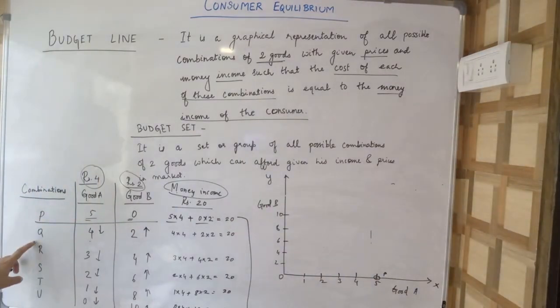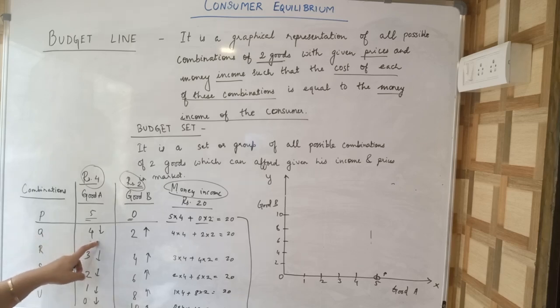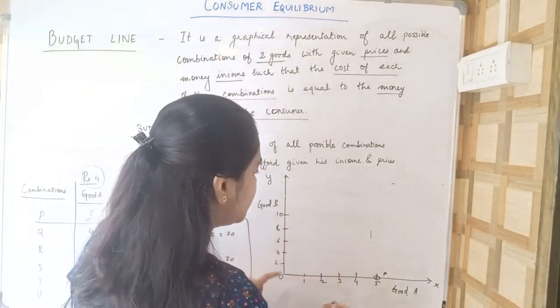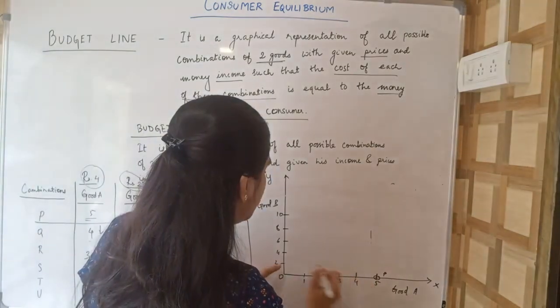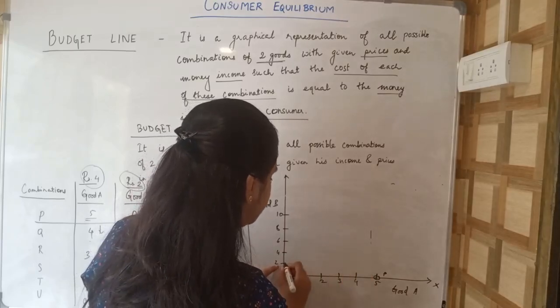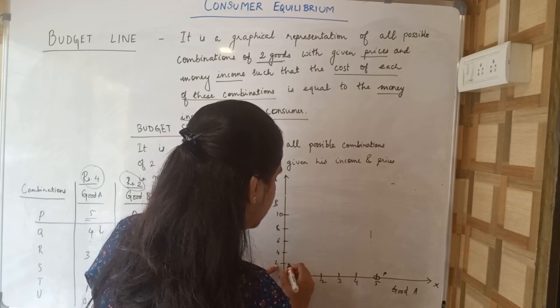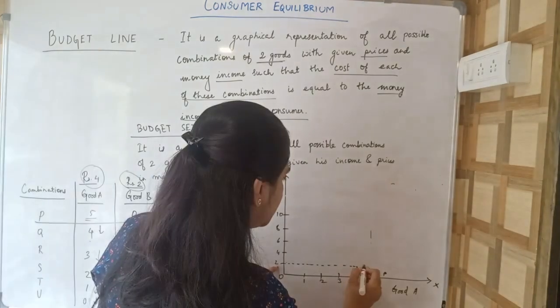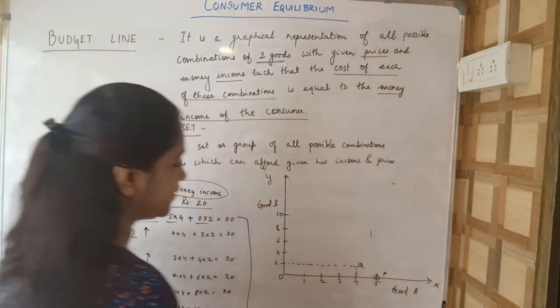Then we can see the Q combination. Q combination says 4 units of good A and 2 units of good B. So it comes around here. Yes or no? It comes around here. So this is your Q combination.